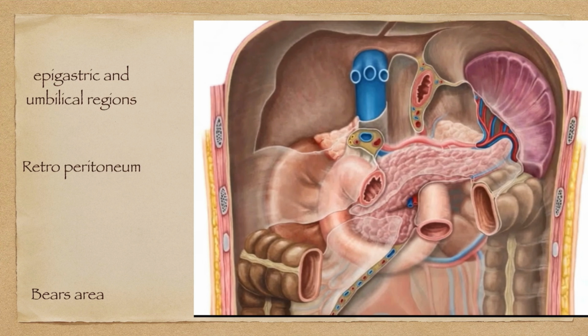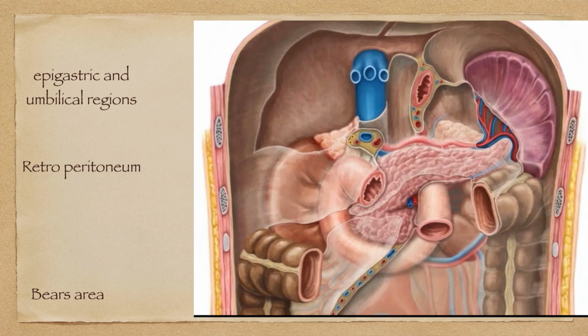Duodenum is a retroperitoneal organ, covered by peritoneum only on its anterior surface, except the first part of the duodenum, which is an intraperitoneal organ that contains in its upper border the lesser omentum, and in its lower border the greater omentum.